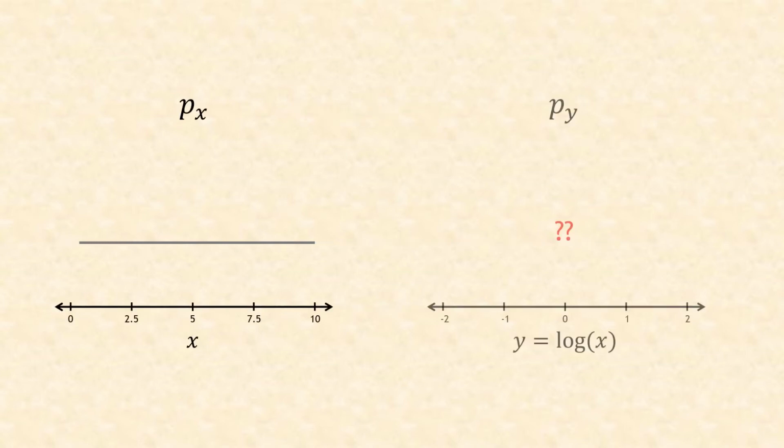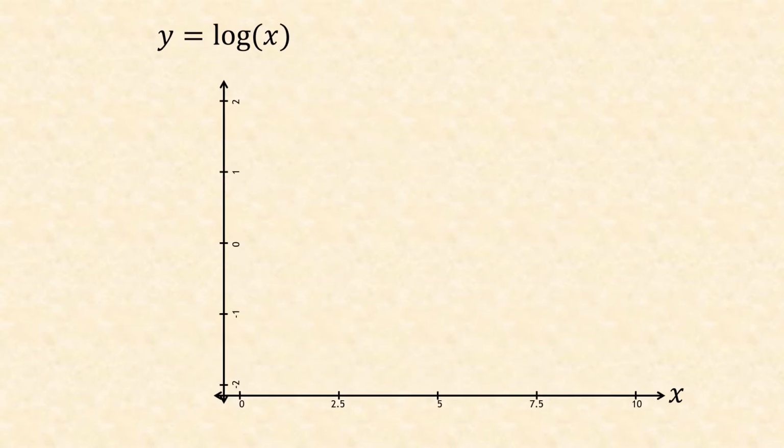Let's say x was uniformly distributed and I had a variable y that was transformed from x via y equals log x. Now let's ask the question, what does the probability density of y look like? To answer this question, we're going to do a little thought experiment. First, let's plot x and y. We get the following log curve.